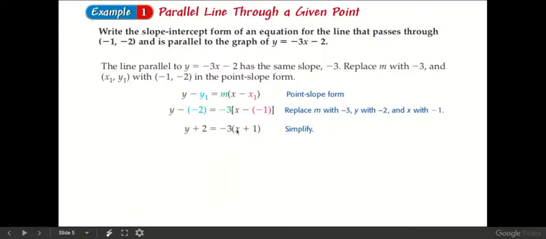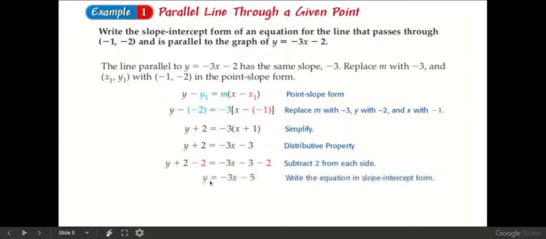I'm going to use the distributive property. So -3x minus 3, right? -3 times x, -3 times 1. And then, in order to finish getting it in slope-intercept form, y equals mx plus b, I got to get the y by itself. So I'm going to get rid of this 2 here. I'm going to subtract 2 from both sides. And that gives me y equals -3x minus 5, right? -3 minus 2 makes -5.